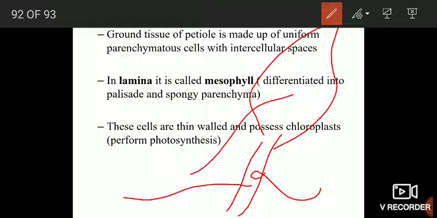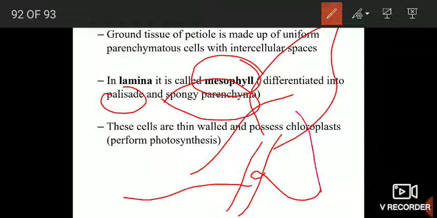the ground tissue is called as mesophyll. The ground tissue of the lamina is called mesophyll, and this mesophyll is differentiated into palisade and spongy parenchyma. OK. The cells of this ground tissue of lamina are thin walled and possess chloroplasts, and because of the presence of chloroplasts, they perform photosynthesis.